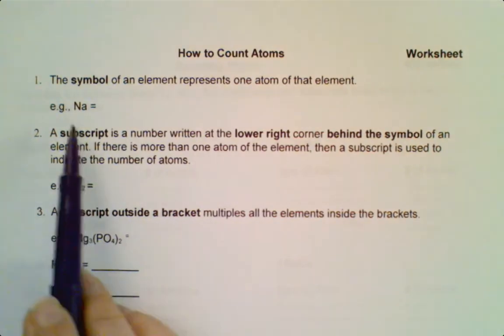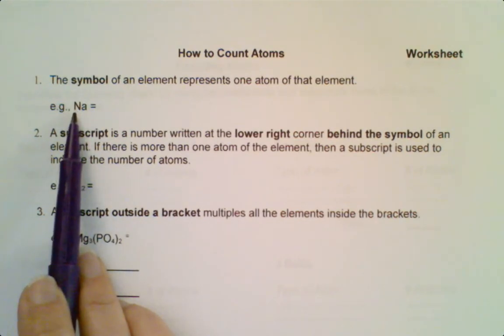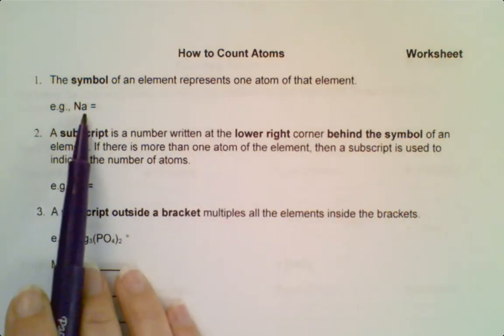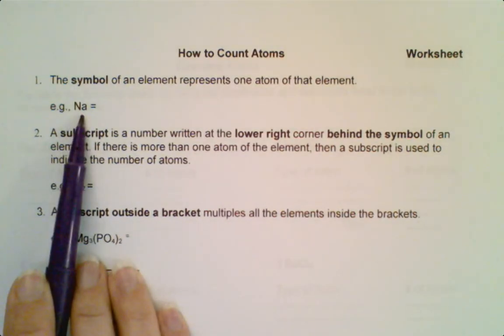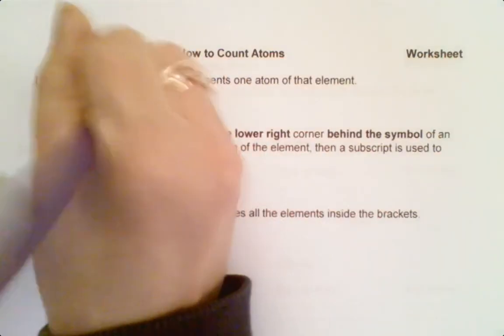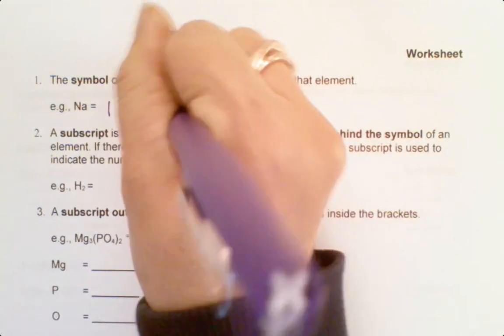Whenever you see a single element symbol, it is always either just a capital letter, or if there are two letters involved, the second letter will always be a lowercase letter. That indicates that it is one symbol. This symbol is for sodium. So in this scenario, we have one atom of sodium. If you can go ahead and write that.